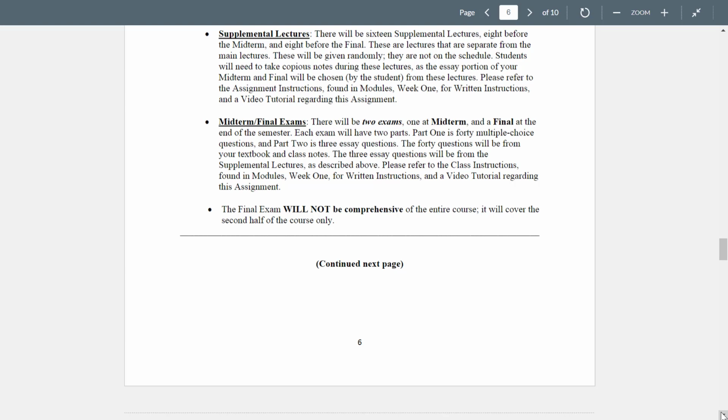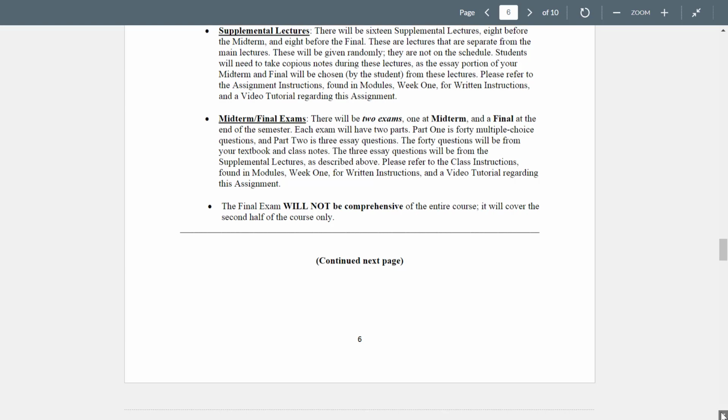That's more than enough in a typical face-to-face class. The 40 question multiple choice portion is done in 20 to 30 minutes. So 40 is plenty. Part two, the essay questions, you'll have 85 minutes for that. That is the length of a typical class. The 40 questions will be from your textbook and class notes. The 3 essay questions will be from your supplemental lectures, as I mentioned before, okay?